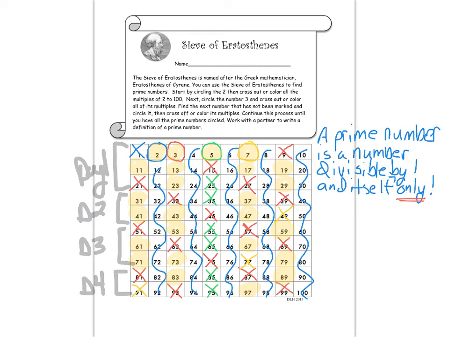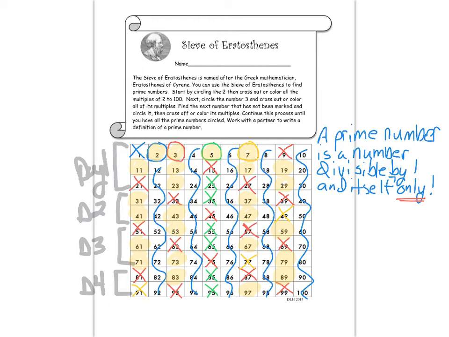So as you're looking at the number 2, the only numbers that multiply to give you 2 are 1 and 2. There are no other 2 numbers that multiply to give you 2. 13, the only 2 numbers that multiply to give you 13 are 1 and 13. 43, the only numbers that multiply to give you 43 are 1 and 43.